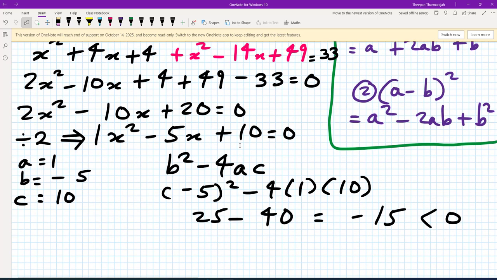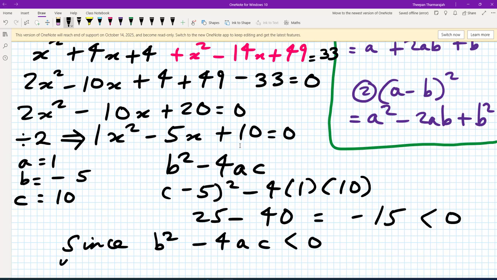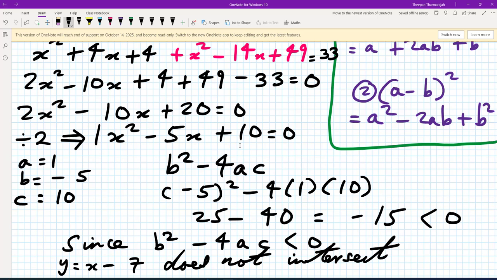So we're going to say, since b squared minus 4ac is less than 0, y equals x minus 7 does not intersect the circle.